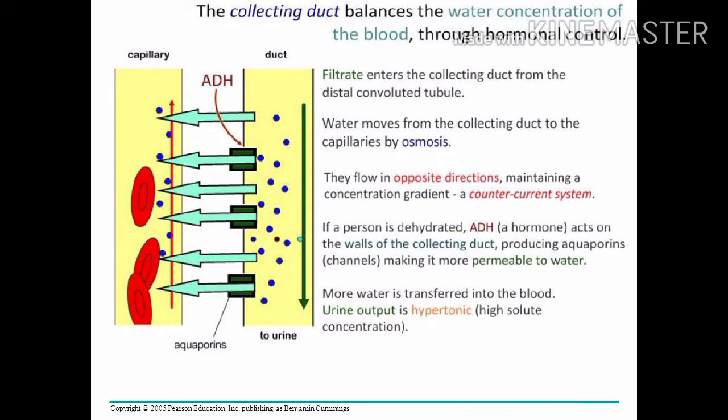If a person is dehydrated, meaning a hypertonic condition, the ADH hormone acts on the wall of the collecting ducts, producing channels, making it more permeable to water, and more water is absorbed back to the blood, less urine is produced and less water is lost. Now have a look at this video first.